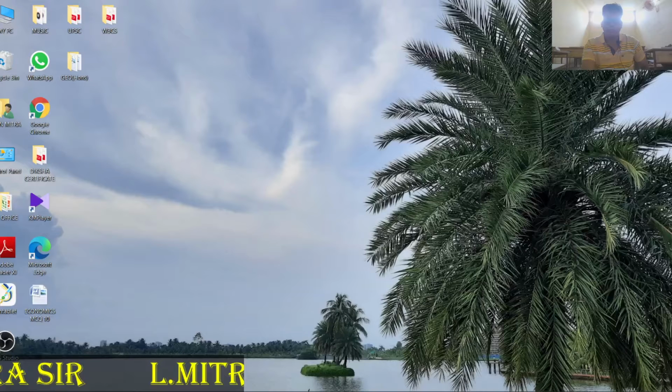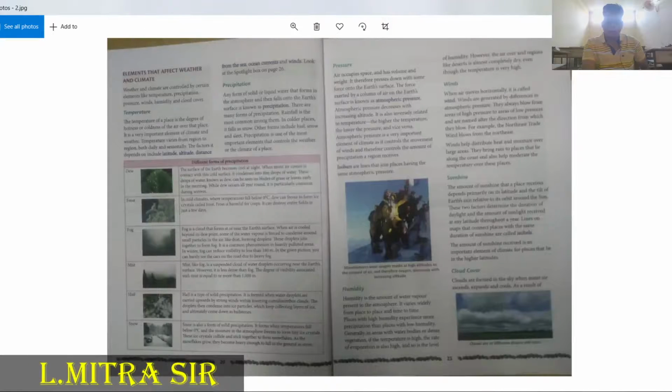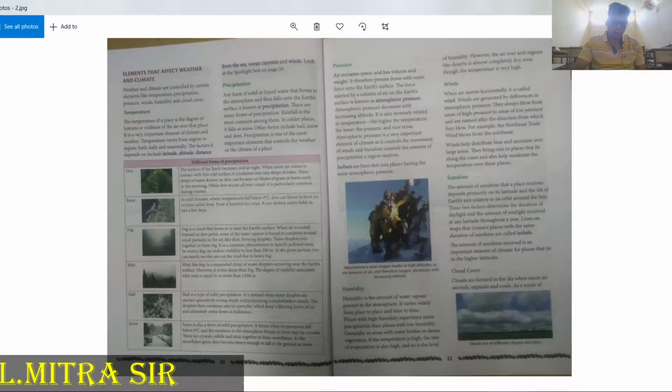So today again we are going to discuss another topic which we already started. The chapter name, that is the third chapter, is Weather and Climate. Perhaps you can see on the screen, according to your new book, page number 20. Previous day we got broad knowledge about the weather and climate, and what the difference between weather and climate is. We discussed a lot about this.